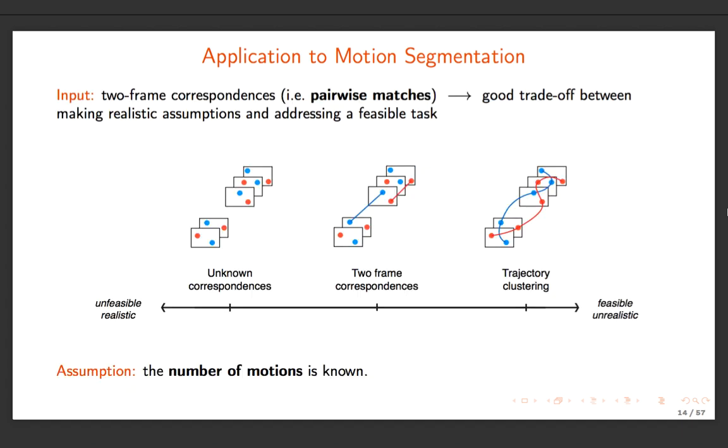Previous works on motion segmentation can be grouped into three main categories, namely trajectory clustering, segmentation with two-frame correspondences, and segmentation with unknown correspondences. This taxonomy reflects the different levels of prior assumptions made on input data, as shown in the figure. We consider here the middle category, where pairwise matches are assumed as input. This represents a good trade-off between making realistic assumptions and addressing a feasible task. We also assume that the number of motions is known and constant over frames.